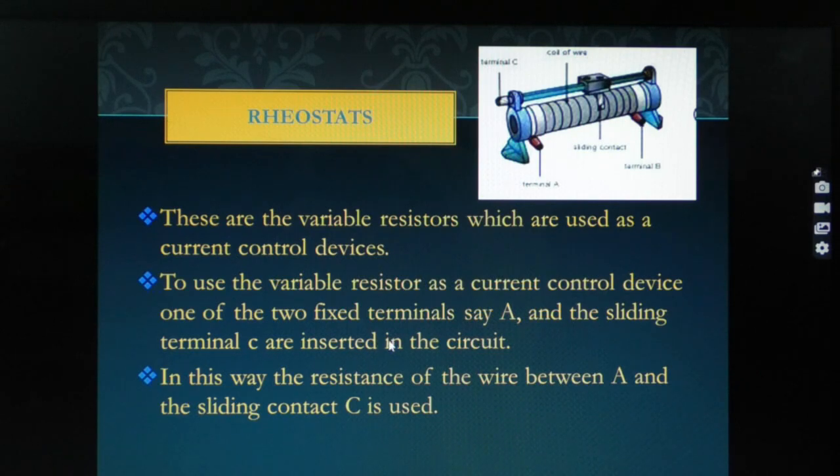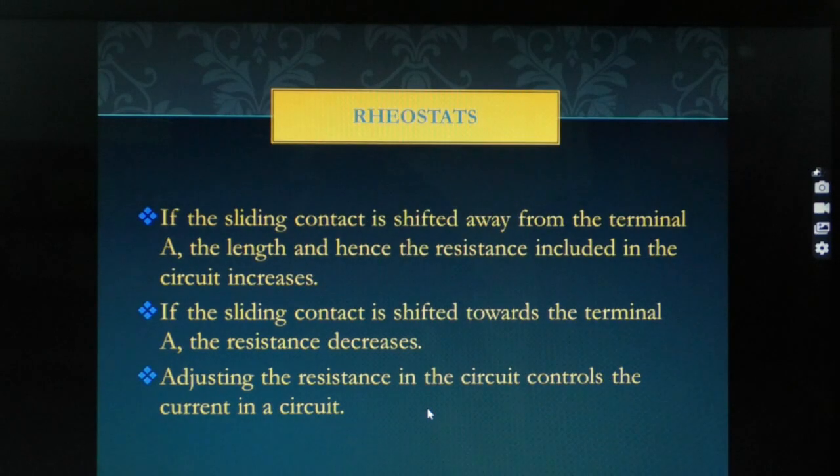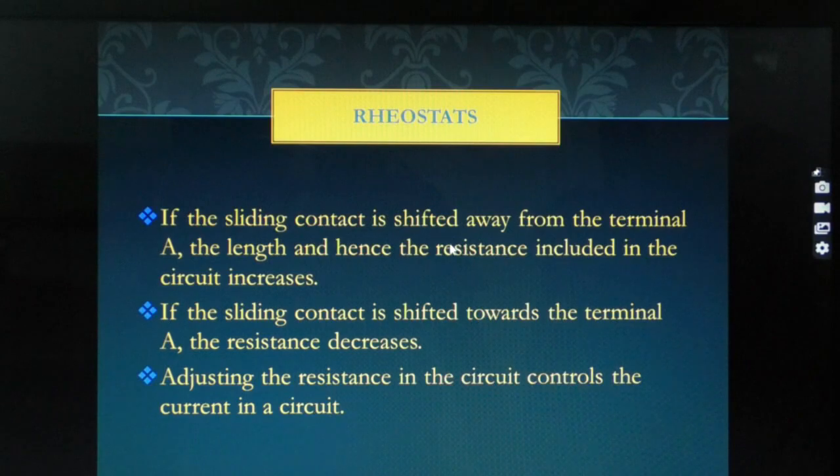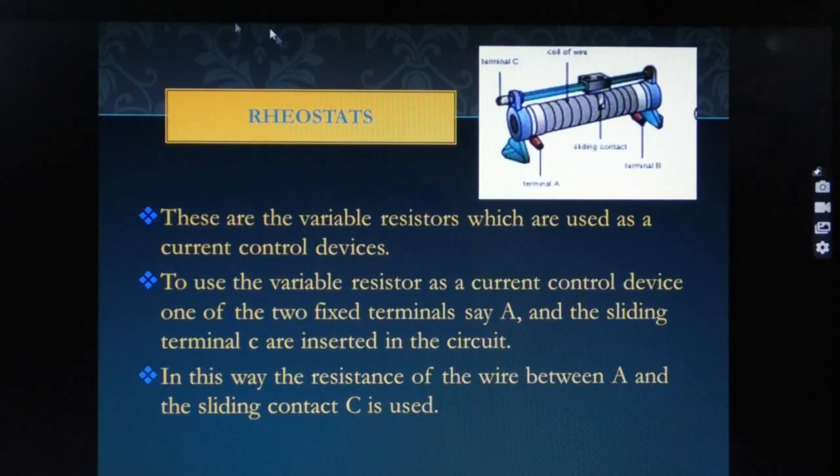So when resistance changes, definitely there is a change in the current, because we all know R and I, what type of relationship is there? If R, that is the resistance, is more, then the current which is passing through the conductor would be less, and vice versa. In this way, the resistance of the wire between A and the sliding contact C is used. If the sliding contact is shifted away from the terminal A, the length and hence the resistance included in the circuit increases. You can see here as we are moving.